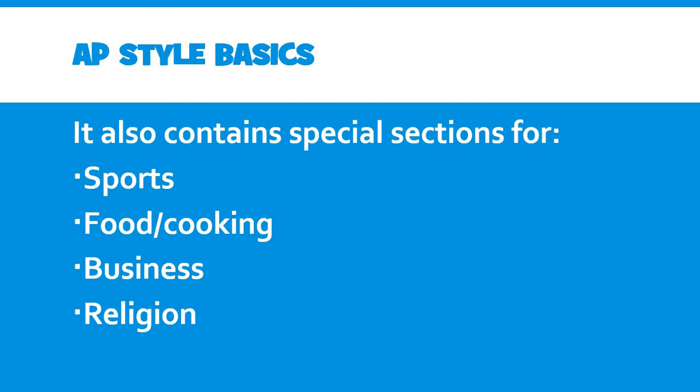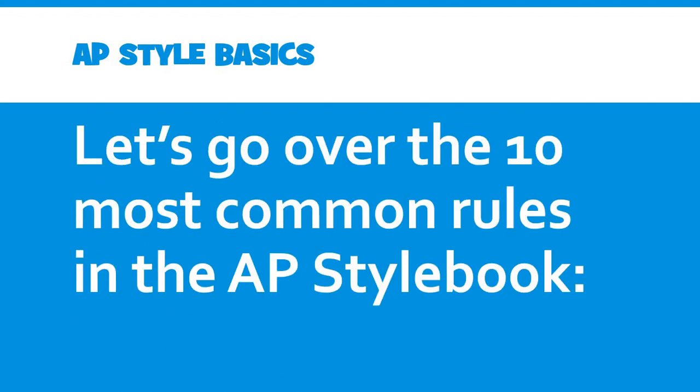So, for example, if you look in the food section, you will find out that the word corn dog is actually 2 words. So if you ever are writing a story about a corn dog, you know that corn dog is not 1 word, it's 2 words. So let's go over a handful of the most common AP Style rules, the ones that you'll have to look up the most, that you have to reference the most. Let's go over them and make sure we're all on the same page.